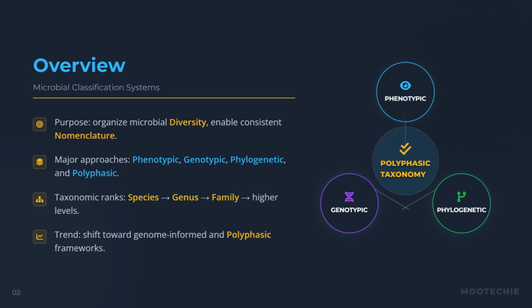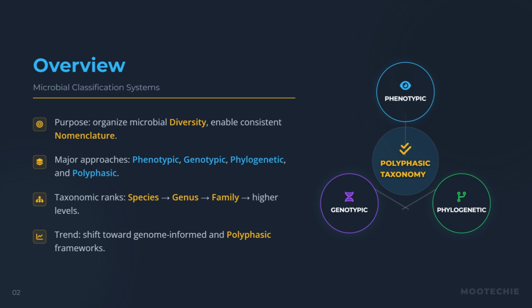Taxonomic ranks flow from species to genus to family and on to higher levels, much like a biological filing system. The current trend is a shift toward genome-informed and polyphasic frameworks, which combine multiple lines of evidence for greater accuracy.